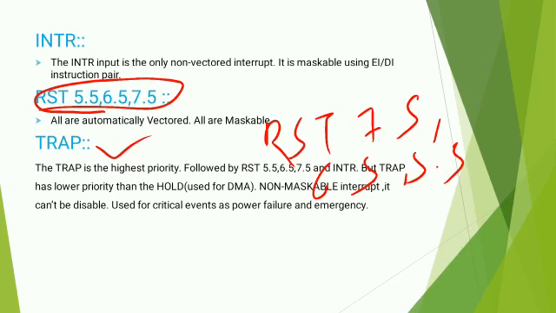INTR interrupt. The INTR input is the only non-vector interrupt. It is maskable using the enable interrupt or disable interrupt instruction pair. INTR has the lowest priority among all the interrupts, and it is maskable.